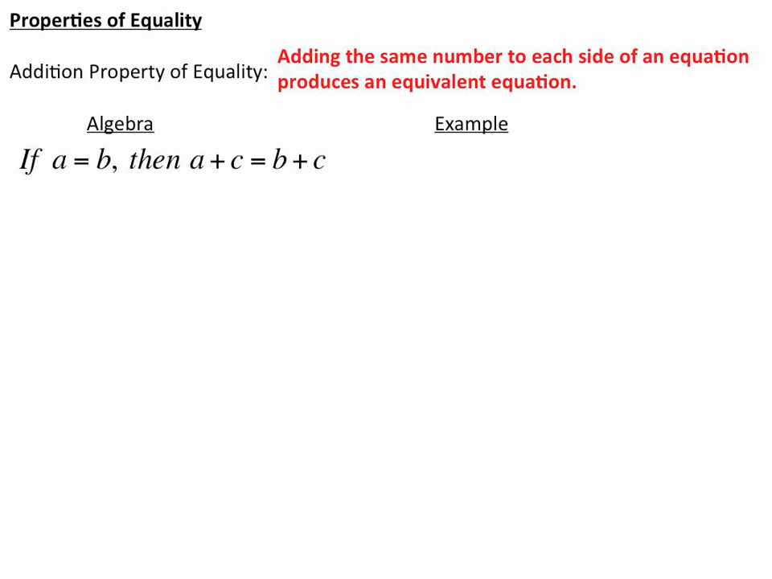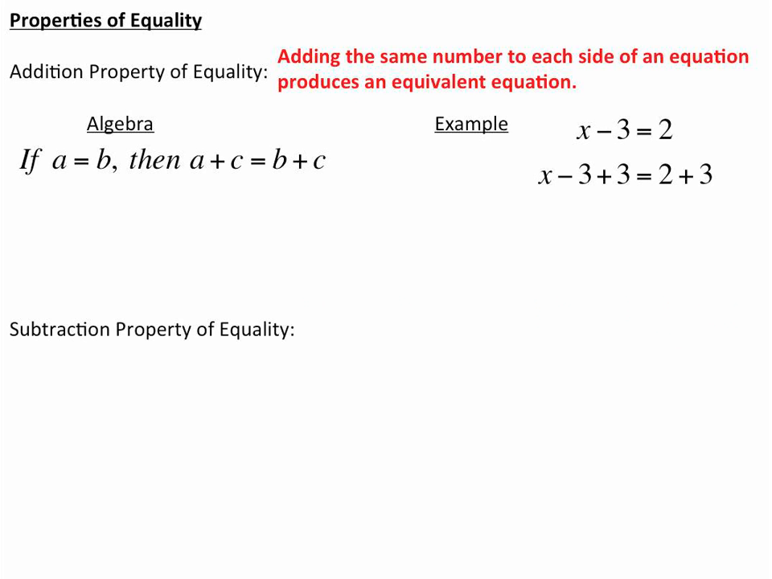So in symbols, if A is equal to B, well then A plus a number is equal to B plus that same number. For example, if x minus 3 is supposed to be 2, well then I can add the same number to both sides. In this case, we chose to add 3 to both sides, and then we would still get the same solution. So in this case, 5 minus 3 is 2. If I add the same number to both sides, x would still be that same answer of 5.